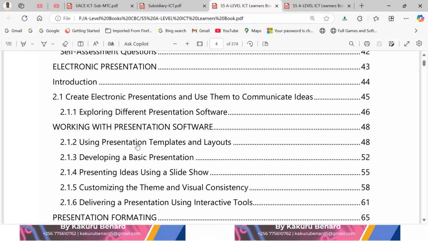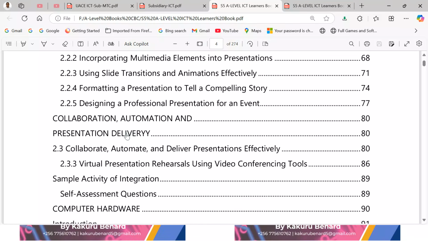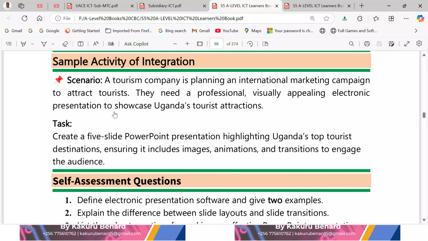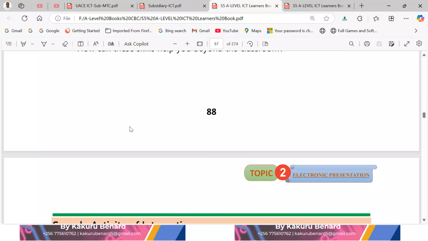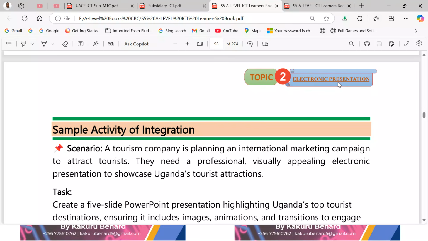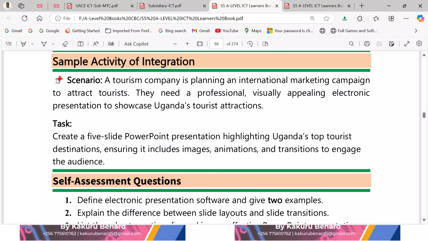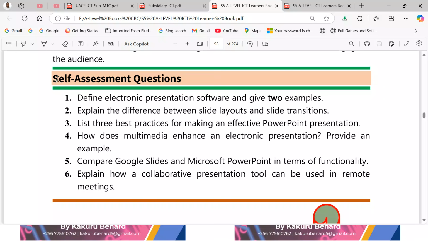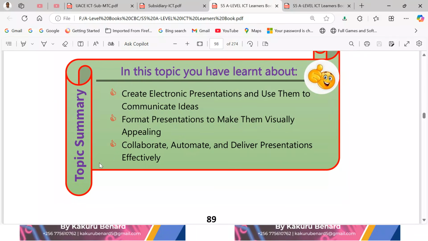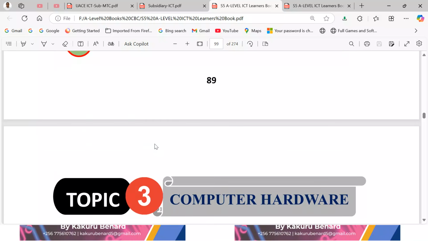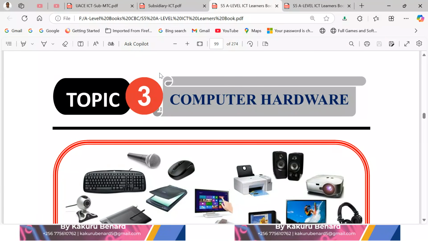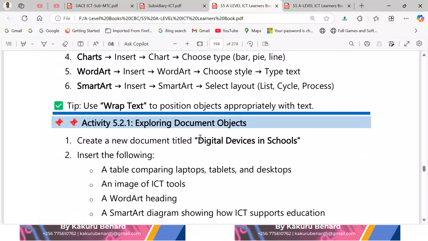You will also find that at the end of every topic, there is an activity of integration. So this is the end of electronic presentation. Here is an activity of integration and its task. Then from there, I also give out self-assessment questions. Then we bring out the chapter summary. In this topic, you have learned the following. Then we bring a new topic. At the end of the new topic, we also find an activity of integration.